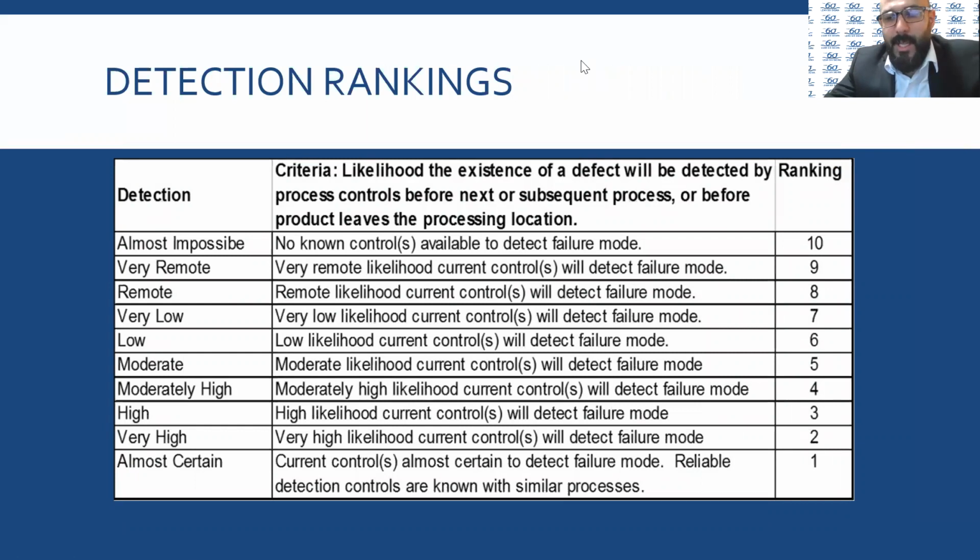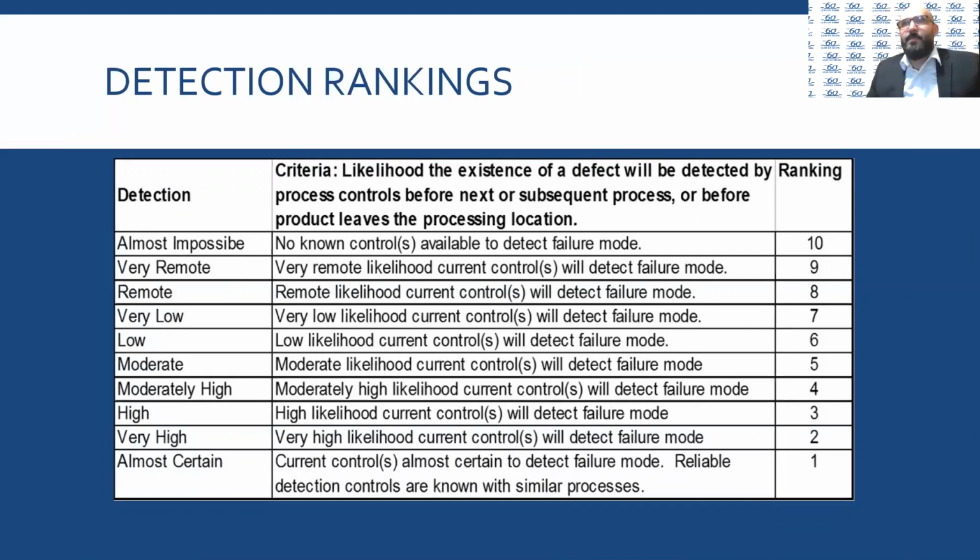The last parameter is detection ranking, how good our system is in finding this failure before the customer knows about it. So for example, you could put a 10 ranking if it is almost impossible, no known controls available to detect the failure. There's no system that you could use to detect the failure mode. Very remote is a 9 ranking. Very remote likelihood current control will detect failure mode. Remote likelihood current control will detect failure.